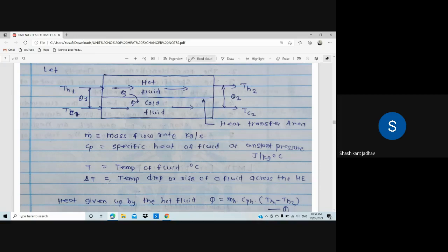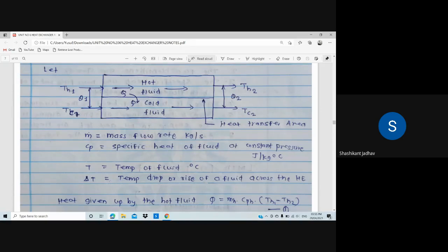Then there are different parameters. A is the heat transfer area, and m dot is the mass flow rate in kg per second, that is, the flow rate of whatever hot or cold fluid is moving through that particular pipe. So all of you write down: m dot is the mass flow rate, kg per second.